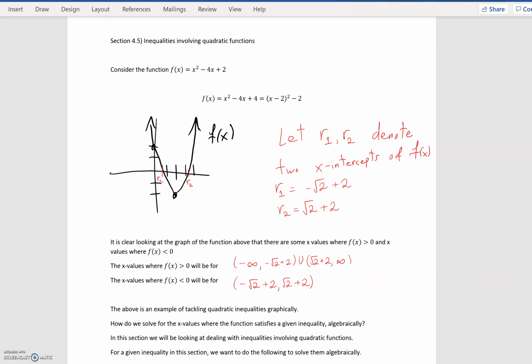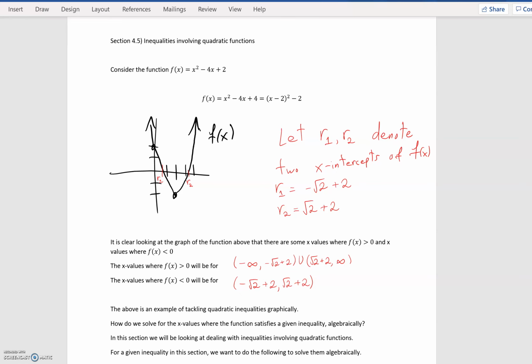Looking at the graph, it's clear that the function has some values where the outputs are negative because there are parts of the graph that are below the x-axis. And the x values where the function is negative will be for all of the x values between the roots, but excluding the roots themselves. So if I gave you a graph of a quadratic function, you should be able to solve any inequalities involving the function just by looking at the graph.